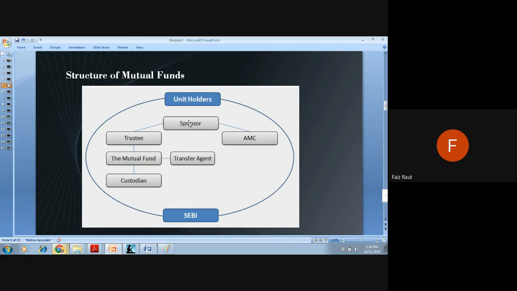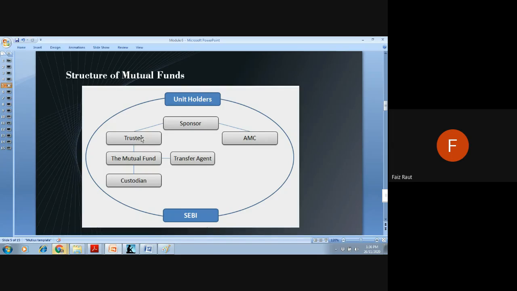Now their mutual fund has been started, trustee has been appointed, AMC has been appointed. Now the sponsor role is done, so they will be acting as the AMC. Reliance mutual fund, Aditya Birla mutual fund, all these mutual funds are the asset management companies. They will manage the assets of the mutual fund.